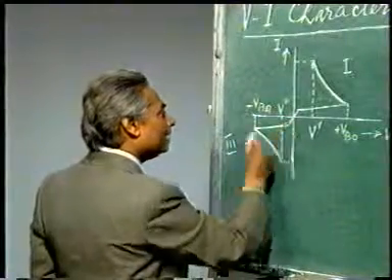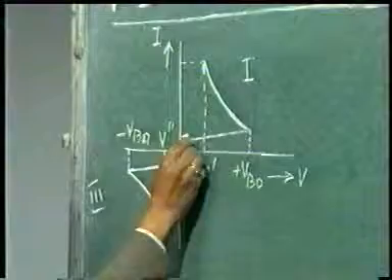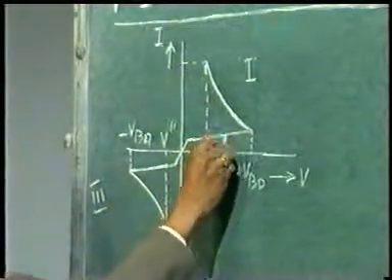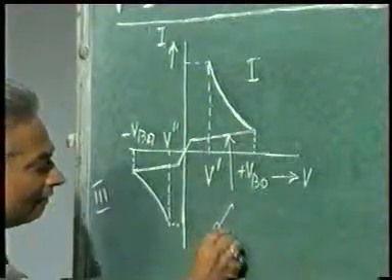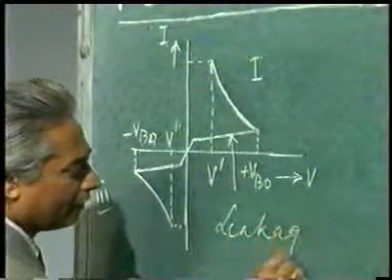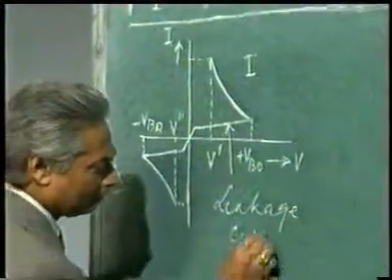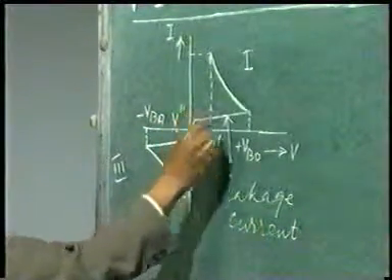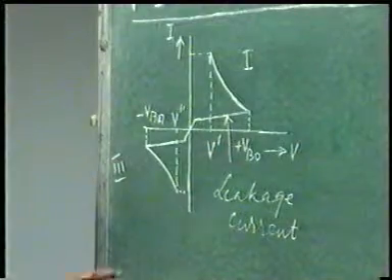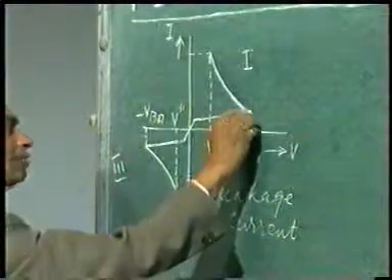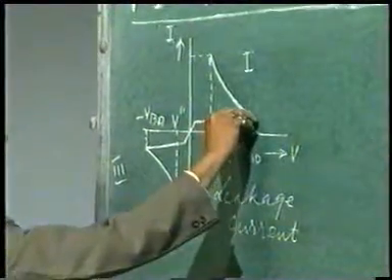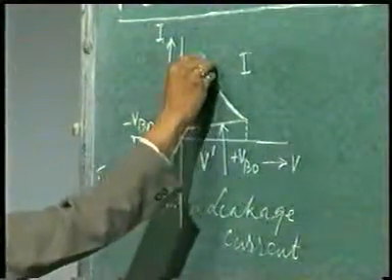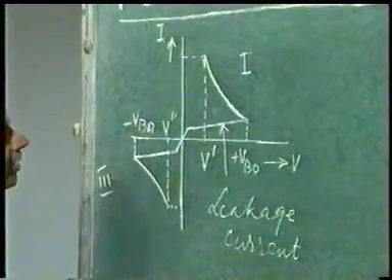Here I will repeat, initially there is a very small amount of current flowing from this point to this point, and this is known as leakage current. The leakage current is so small that it does not allow the device to conduct, and at this point suddenly it starts conducting, it triggers, and the current goes very high, but correspondingly the voltage goes very low.